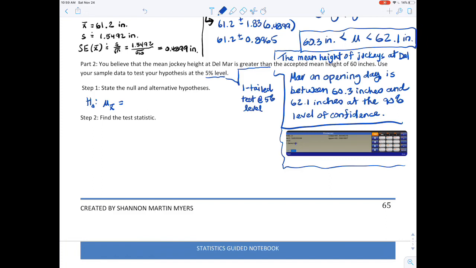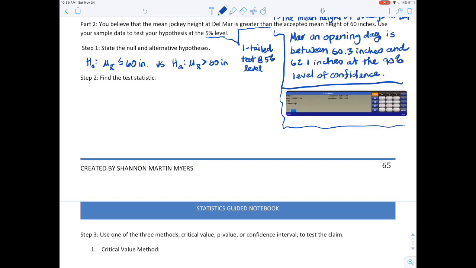Good, 60 inches. You could say less than or equal. That's the most proper thing to say. But if you want to just say equal 60 inches, that's fine. Versus our alternative hypothesis, which is that mu x bar is greater than 60 inches. Cool? All right, so we want to find the test statistic.